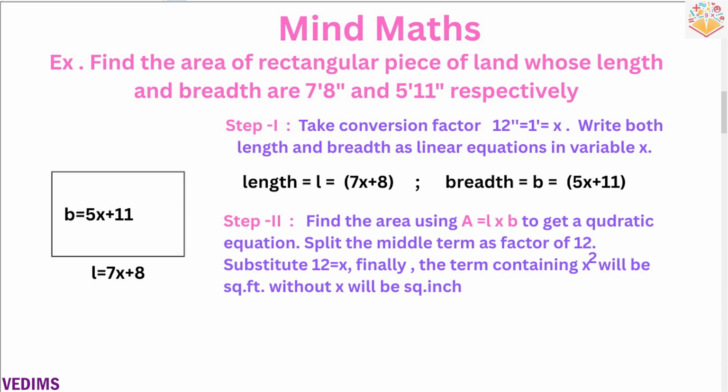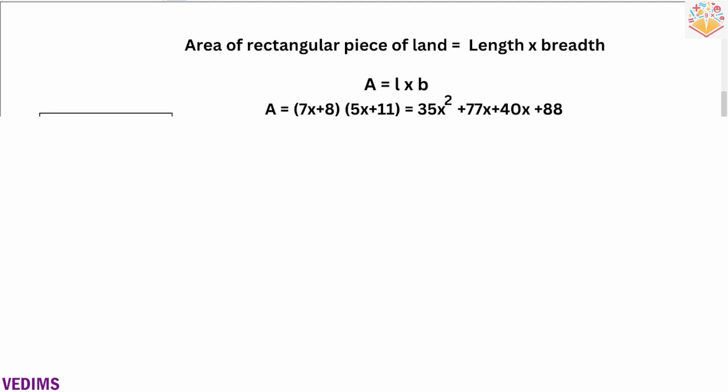Find the area using, in the second step, length into breadth to get a quadratic equation. Split the middle term as factor of 12. Substitute wherever there is 12 as x. Finally, the term containing x square will be square feet. Without x will be square inch. Let us see how easily we can do this.